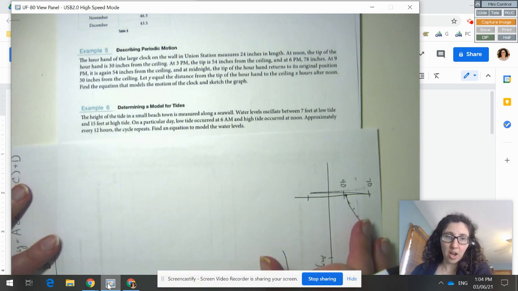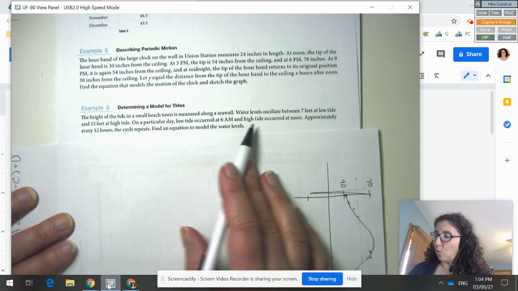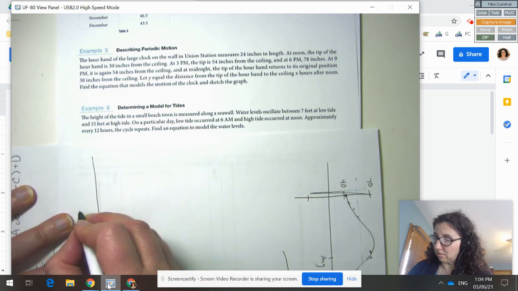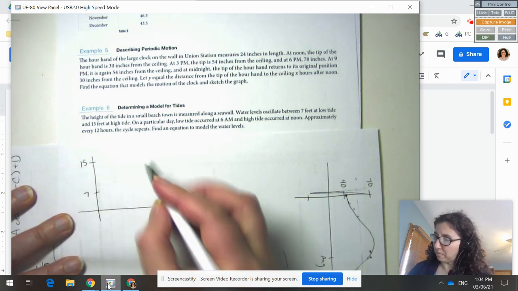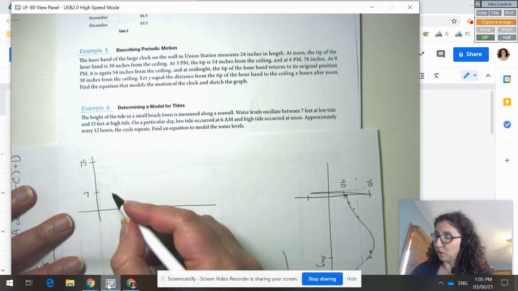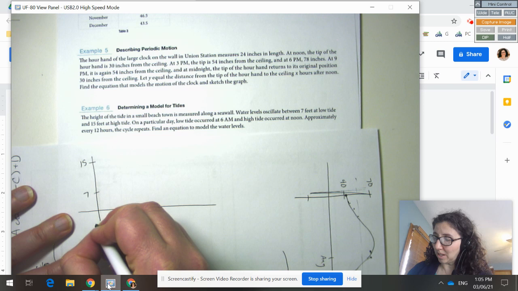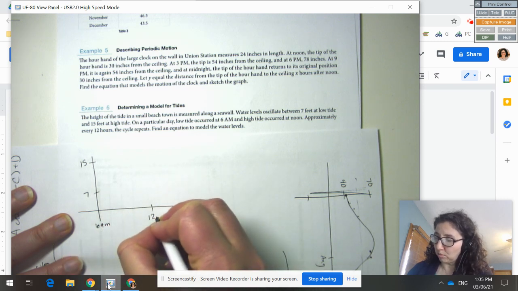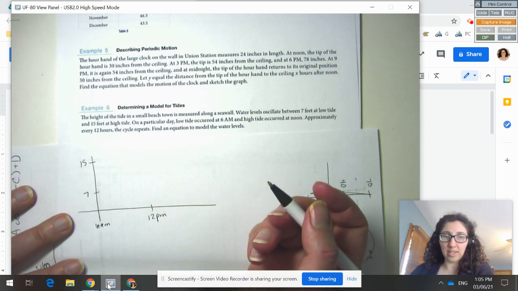Tides. The height of the tide in a small beach town is measured along a seawall. Water level oscillates between 7 feet and 15 feet. Okay, so here's 7, here's 15. On a particular day, low tide occurred at 6 a.m. So let's say that this is 6 a.m. And high tide occurred at noon. Approximately every 12 hours, this cycle repeats.